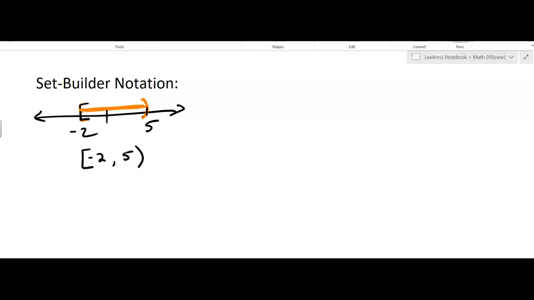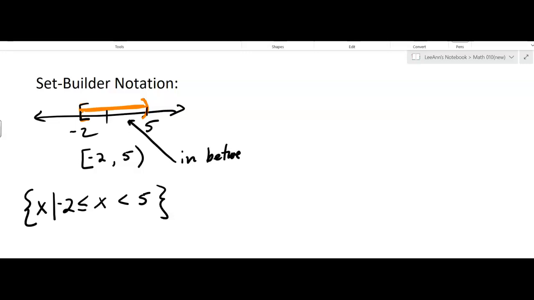In set builder notation, we write it this way. It's the set of x such that x is greater than or equal to -2 and less than 5. This is like an in-between thing, okay? So it's some number in between -2 and 5.